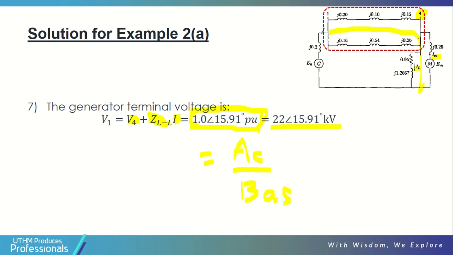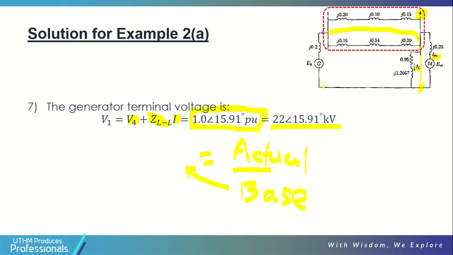Base. Okay, the actual value of the voltage, divided by the base of the voltage, is the per unit value. So in order to determine the actual value, you need to multiply the per unit value by the base value.